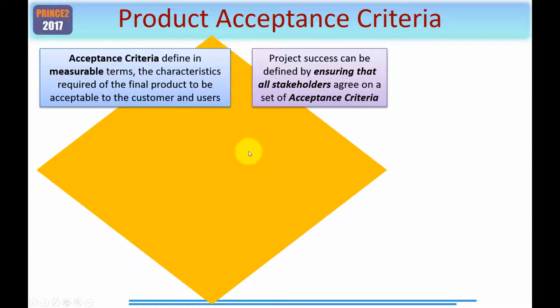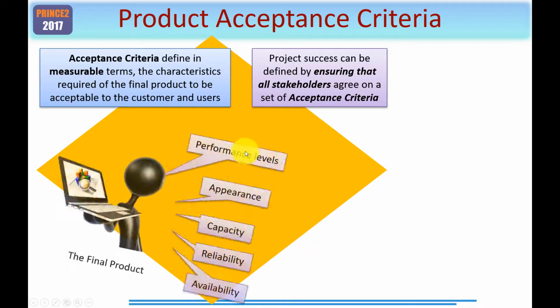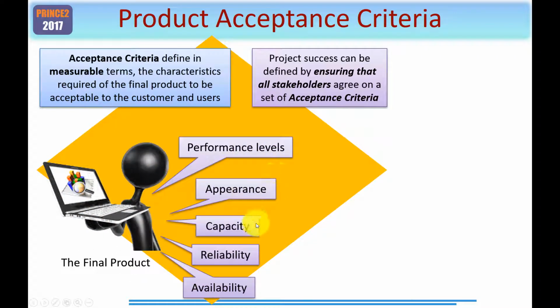Now, the acceptance criteria may be focused on the end product itself, and here's a few examples. Performance levels, appearance, capacity, reliability, availability, and so on and so forth. And that would be quite reasonable.